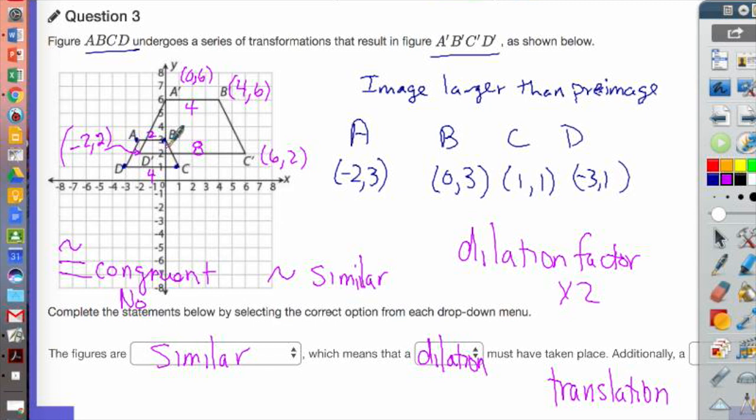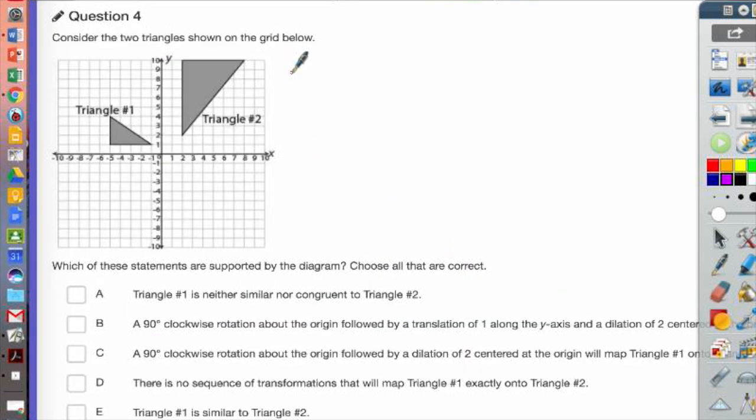Now, on your corrections, you're going to need to write down the complete sentence, and whatever you put in the squares needs to be addressed. This is the final question on this section.